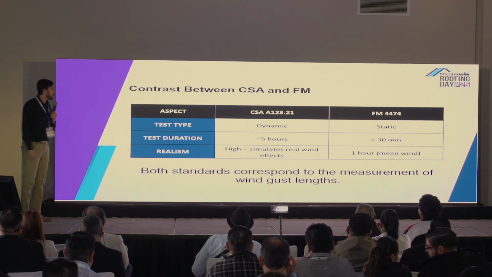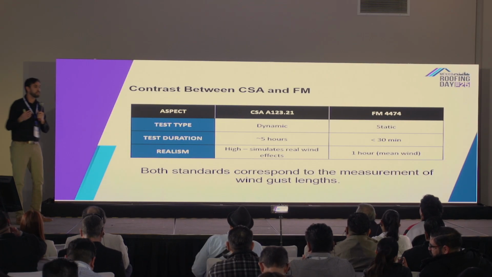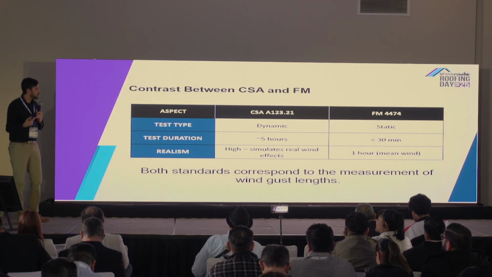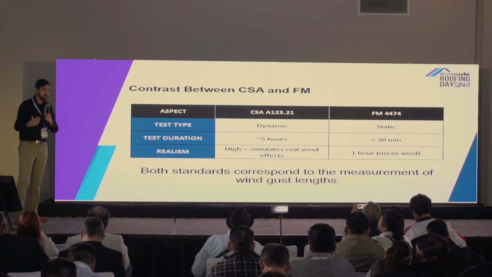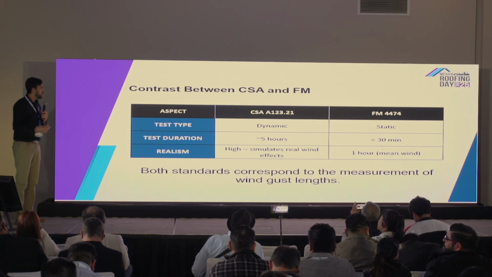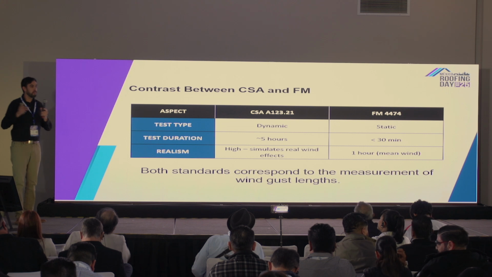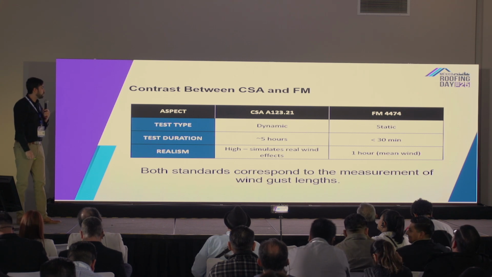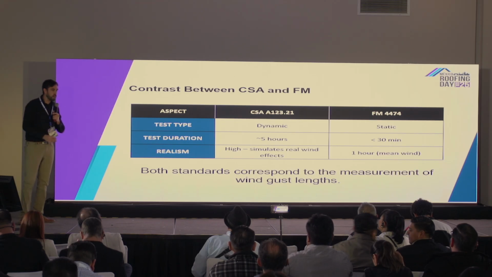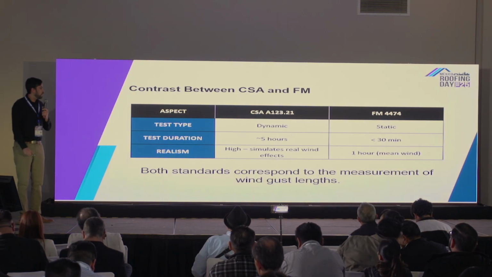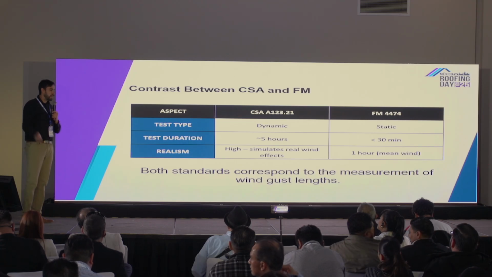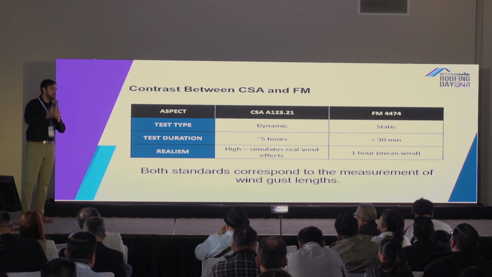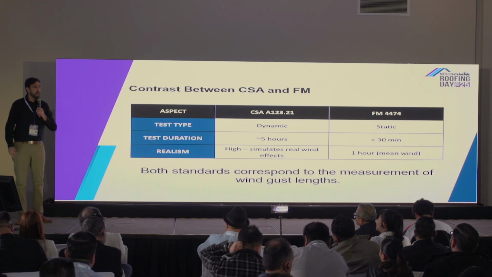So just a quick overview of the differences between the two standards. One is dynamic, because multiple gusts are done. Shorter gusts, but many more. FM is static, so longer gusts, but stable over time. Again, I'm not saying one is better. Why I'm saying that is, if you remember how the loads can be measured, the loads, depending on the basis of design, are different.